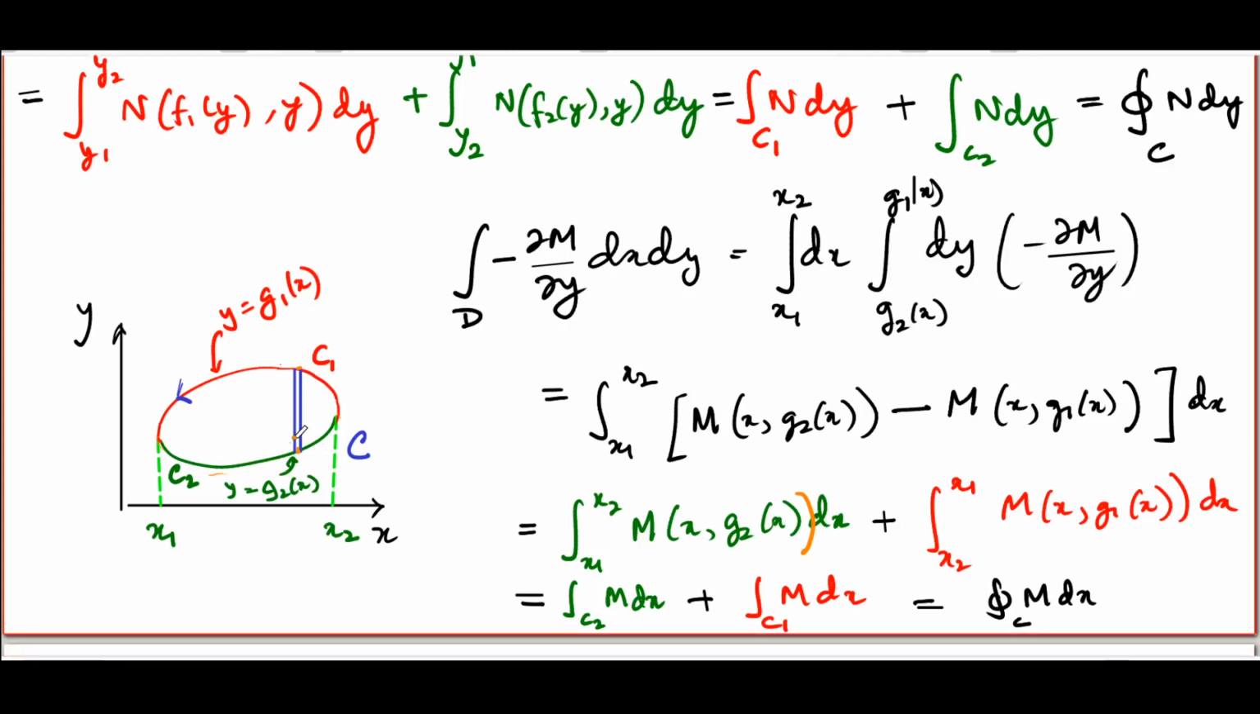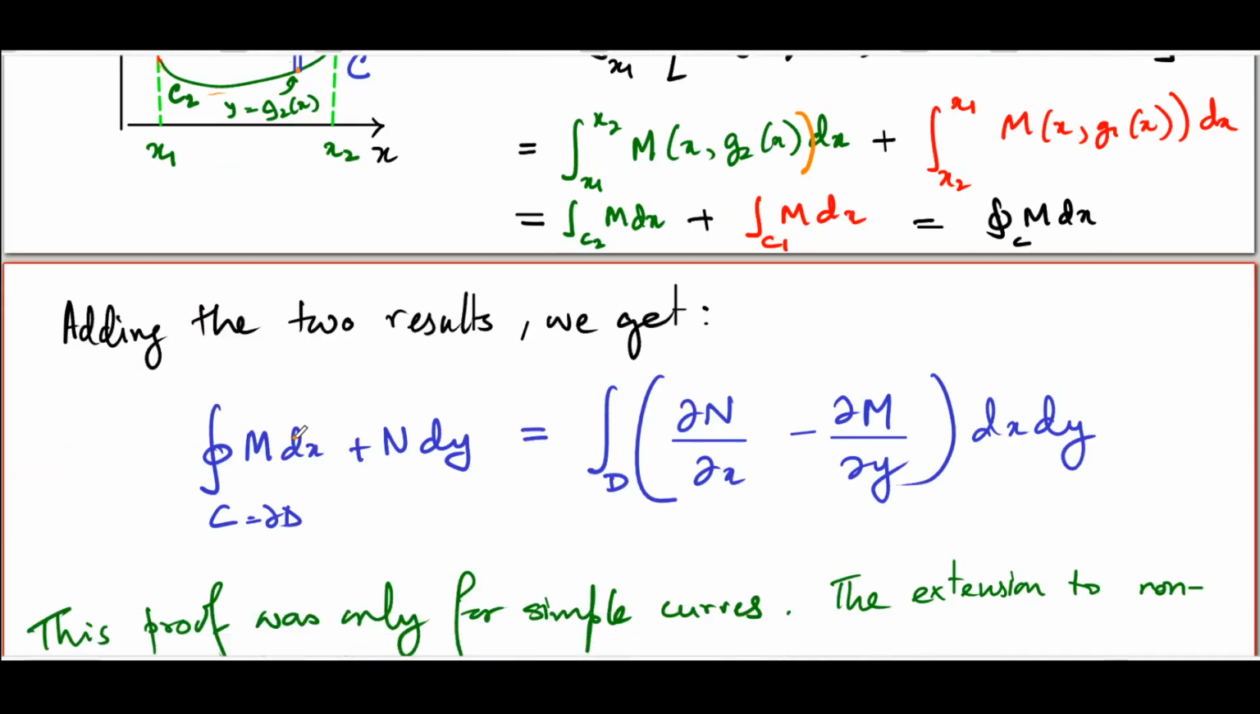So adding these two results together, what we get is the integral over the closed contour C, the boundary of an area D traversed in a counterclockwise direction of m dx plus n dy is given by the double integral carried out over the region D of del n del x minus del m del y.